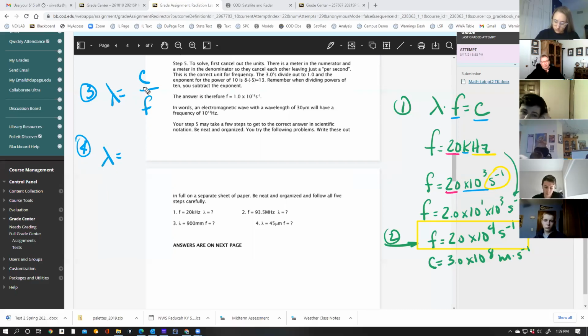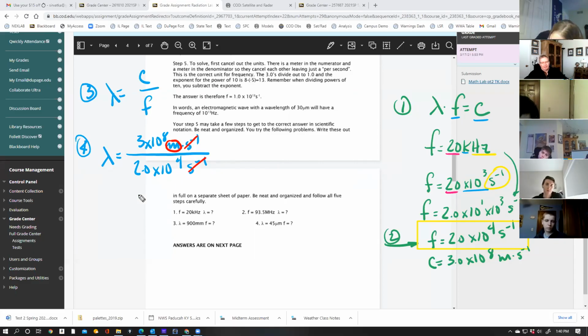So lambda equals c over f, and then I plug it in. So I go 3 times 10 to the 8th meters per second divided by 2.0 times 10 to the 4th per second. Then I solve. Best way to do this, in my opinion, is to create cancellation. So what's in the numerator and the denominator? s to the minus 1 goes away. What am I left with? Meters. Isn't that what I want?